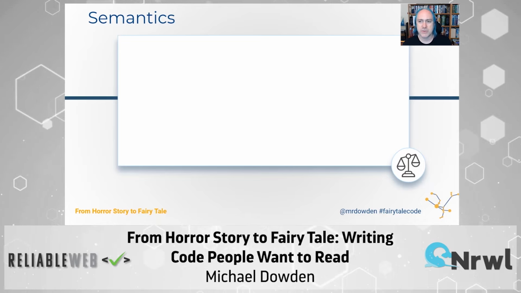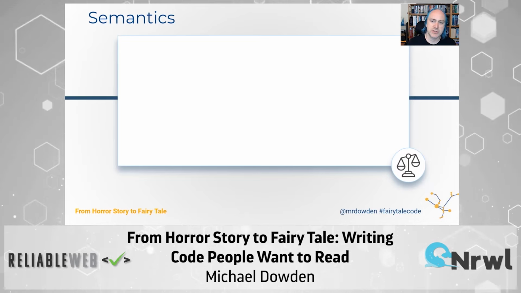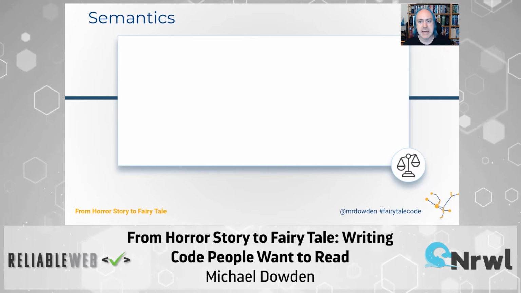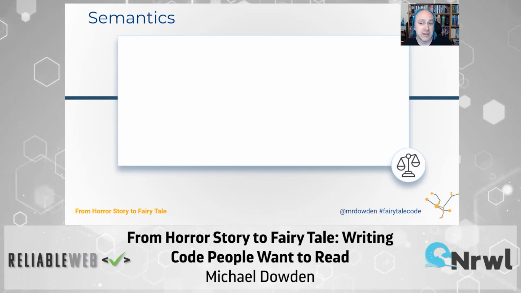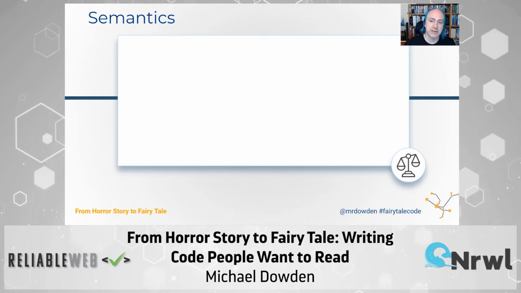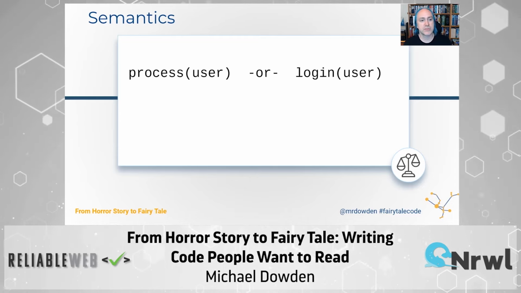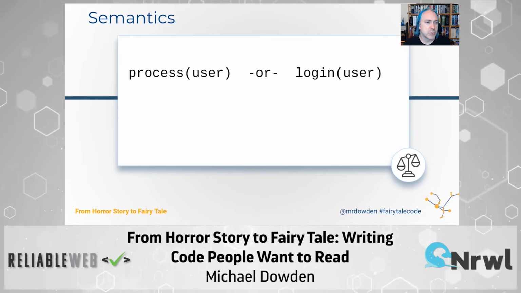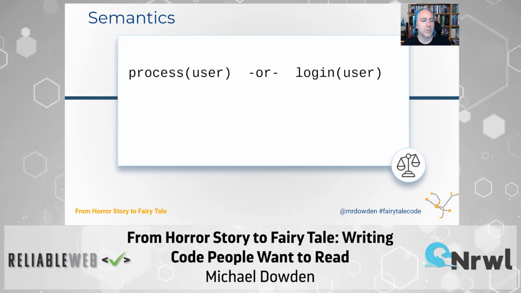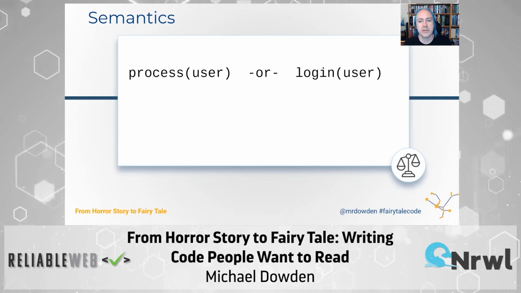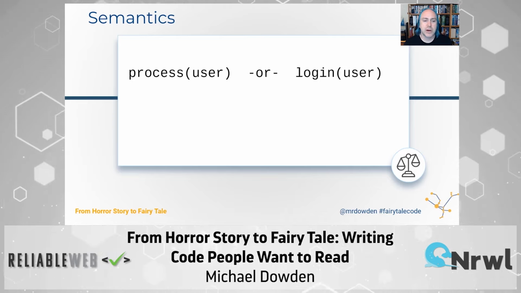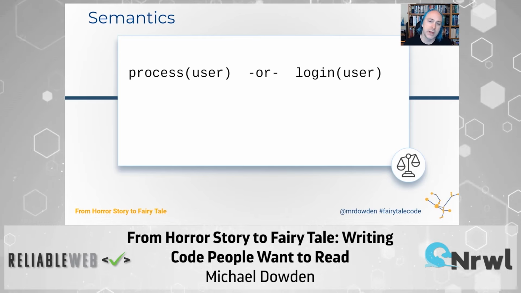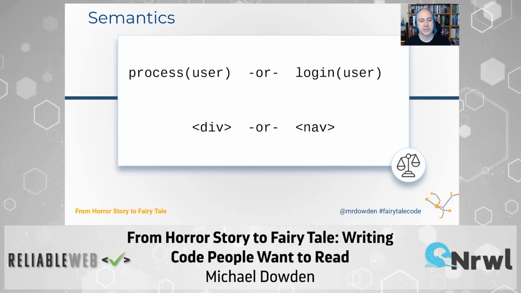In code, this refers to choosing the right words or structures to convey the intended meaning. For example, in HTML, using the correct tag, like a nav tag for navigation, instead of using a div tag for everything. It's also very important for accessibility. So in this example, maybe I use process or login, right? Do I want to process a user or do I want to log the user in? Process just says that I'm doing a thing to the user, but login tells you what I'm doing to the user object, right?